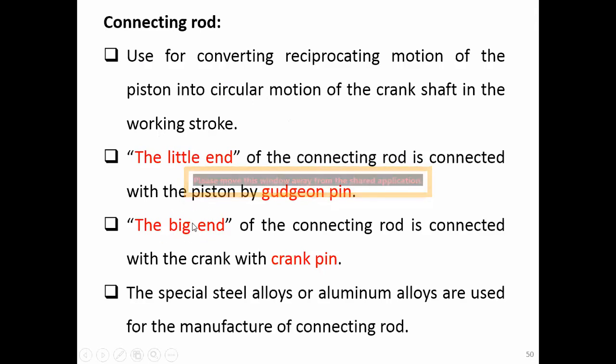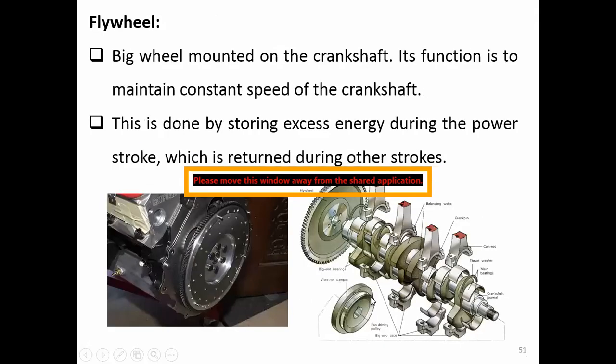And the big end, where the connecting rod connects with the crankshaft, uses a crank pin, right? The connecting rod is usually made from a special steel alloy or an aluminum alloy.